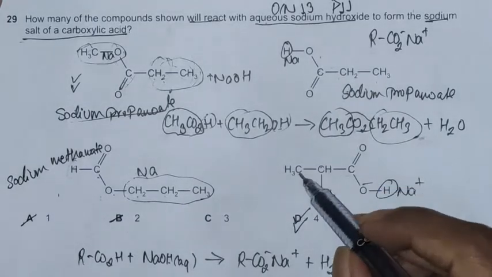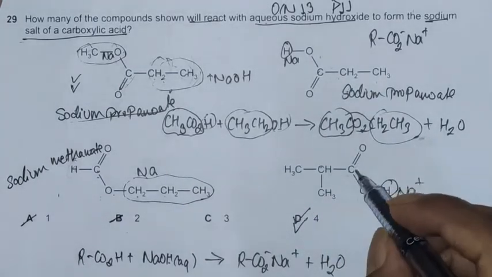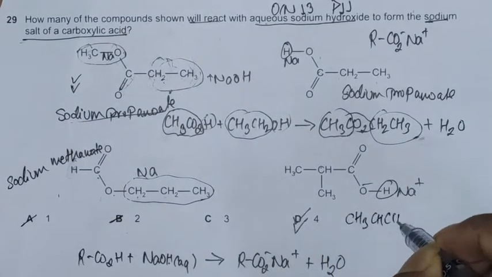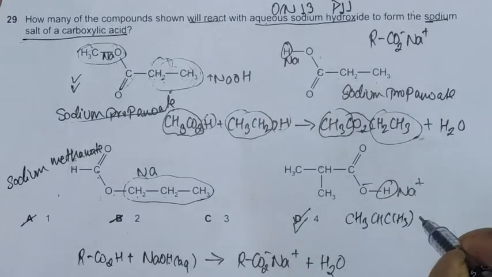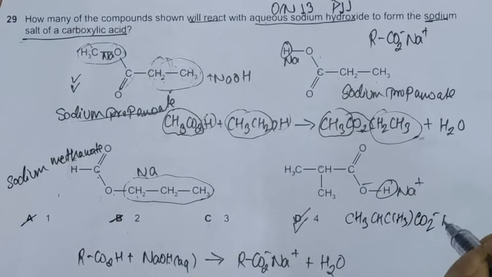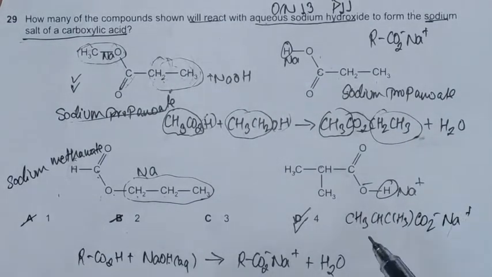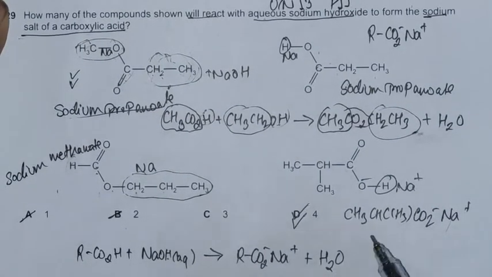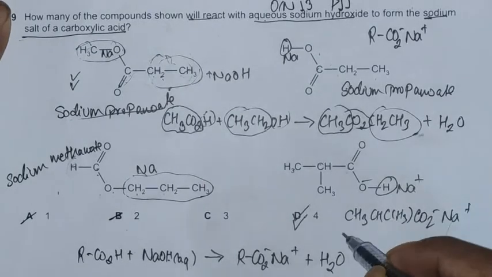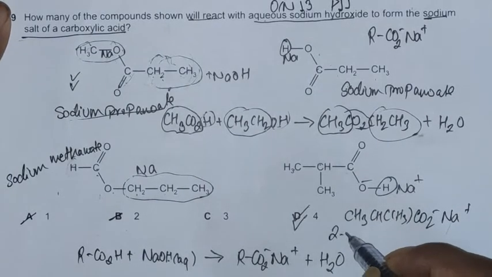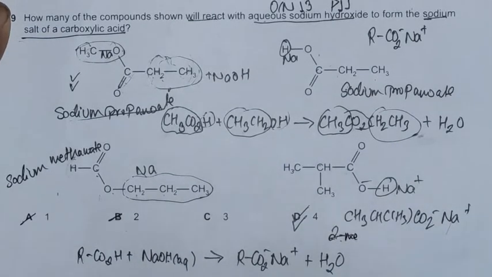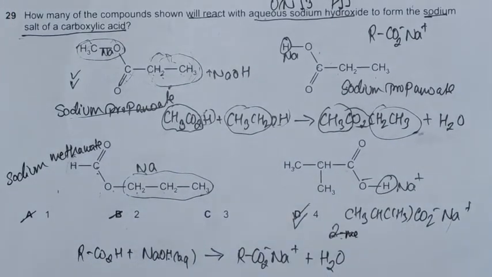The product we are going to form from this is CH3CH(CH3)CO2 minus Na plus. So I guess this should be sodium 2-methylpropanoate. It will be a little long, but I shall write it: 2-methyl. You will understand this. Sodium 2-methylpropanoate, which verifies that D is our correct answer.